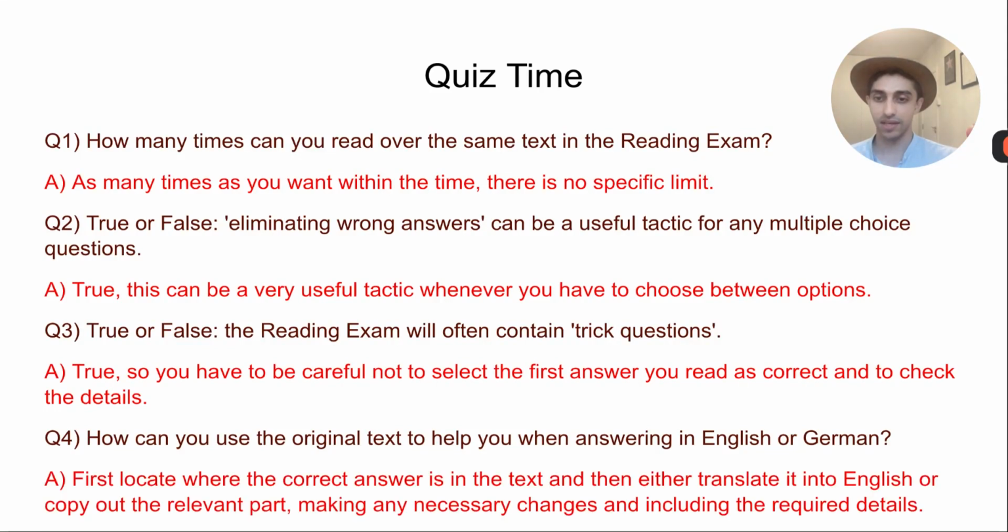So first, you should locate where the correct answer is in the text. Then you'd either translate it into English or just copy out the relevant part in German and make any necessary changes if you have to. Such as changing the person that it's written in, and include only the required details. I wouldn't include any additional details at all. So try and use the original text actually as much as you can if answering in English or German.